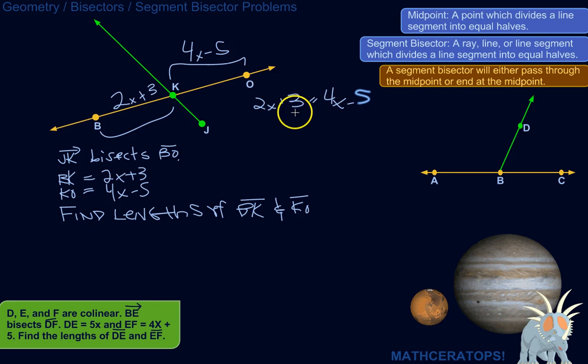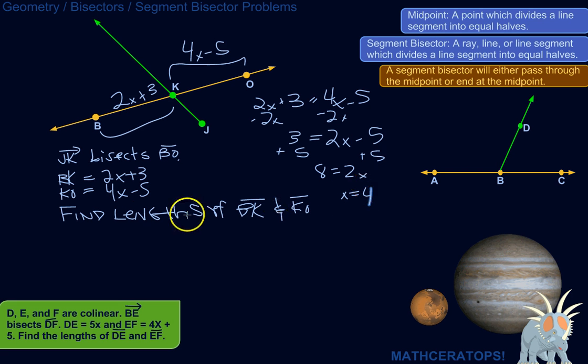I'm probably just going to subtract 2x from both sides just to get those x's together. So we've got 3 left on that side. 3 equals 4x minus 2x, which is 2x. And we've got minus 5, so I can add 5 to both sides to move that 5 over. We've got 8 equals 2x. So 2 times what is equal to 8? x equals 4.